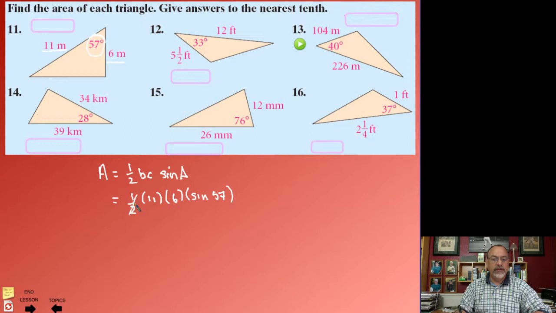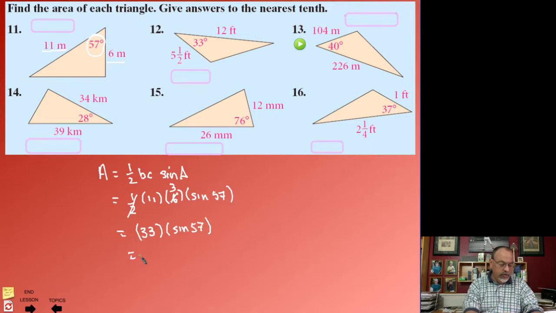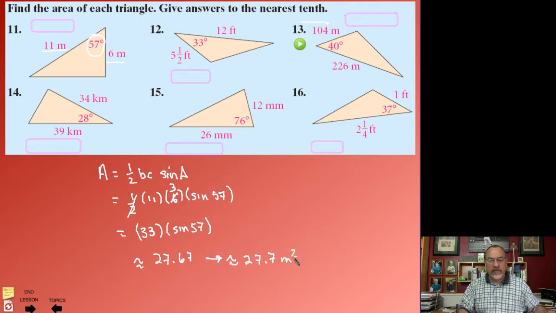So this is all multiplication, so I can take half of the 6 would be 3, and then 3 times 11 would be 33, and so I have 33 times the sine of 57. So then I can go ahead and put that in my calculator. 33 sine 57, and that gives me an area, it says to the nearest tenth. So doing my rounding procedure, I'm going from exact to estimate. So this is about 27.67, which then is about 27.7, and then I'm going to have meters squared for my area. And we can double check our answer, 27.7 meters squared.